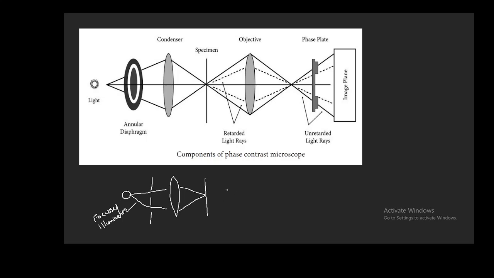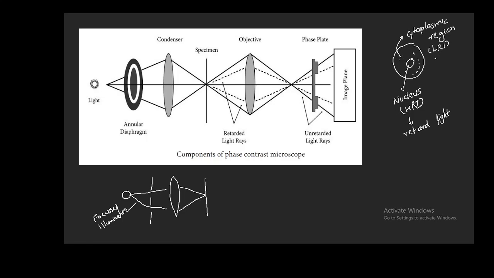And now your specimen, suppose this is your specimen and this is the nucleus and this is your cell which is having the cytoplasmic region. So this nucleus is having the higher refractive index, and because of this it will retard the light, while this portion which is the cytoplasmic region, liquid region you can say, has a lower refractive index and it will not retard the light, so it will be the undeviated light.